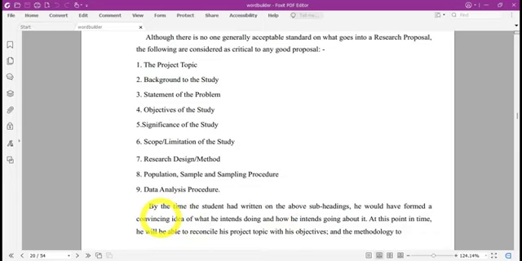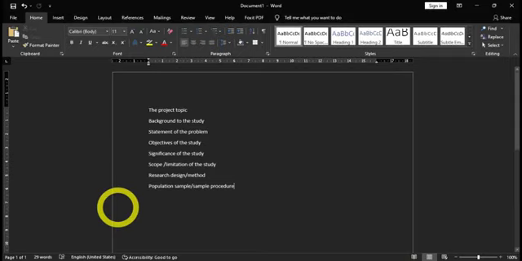Is it from community to community? Is it from hospital to hospital? Is it from school to school? How do you intend to go about getting your sample? Then you have the ninth one, data analysis procedure.